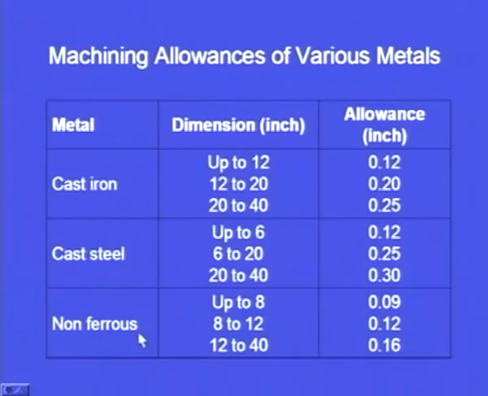And for non-ferrous metals, up to 8 inches, the machining allowance should be 0.09 inches. 8 to 12 inches, the machining allowance should be 0.12 inches. 12 to 40 inches, the machining allowance should be 0.16 inches.